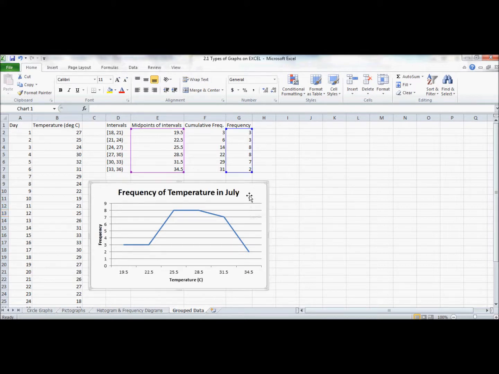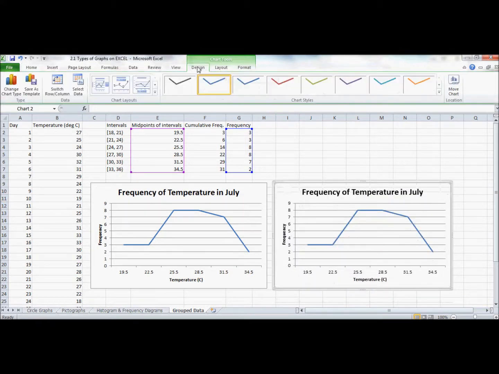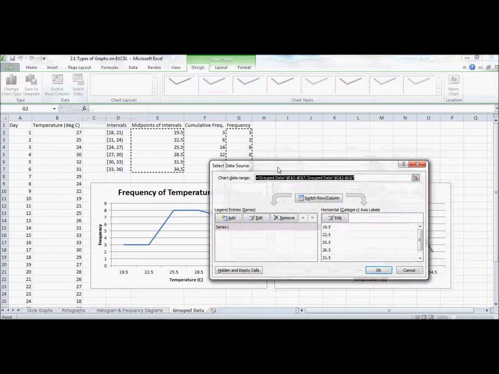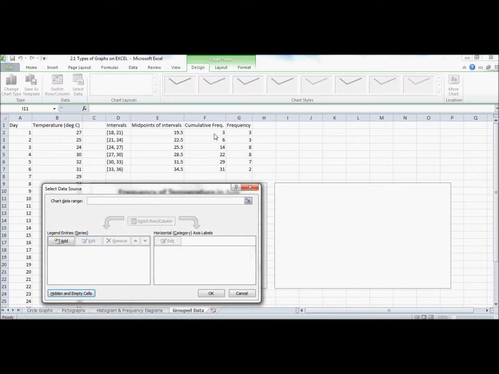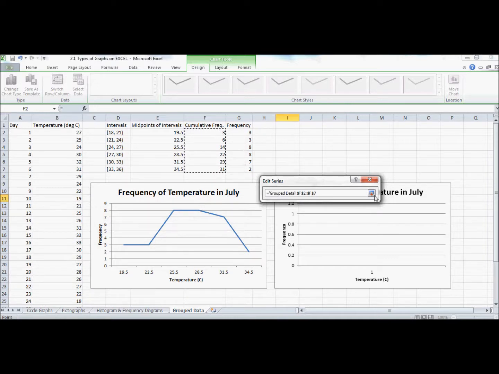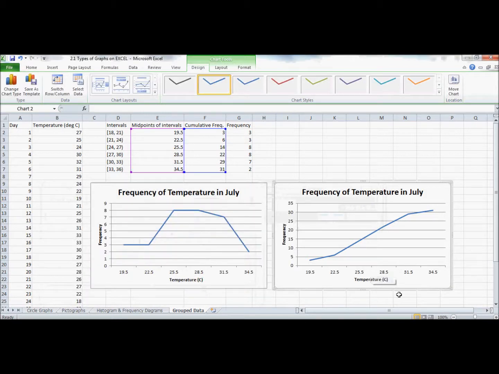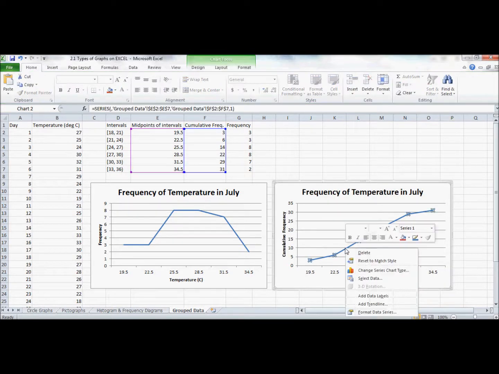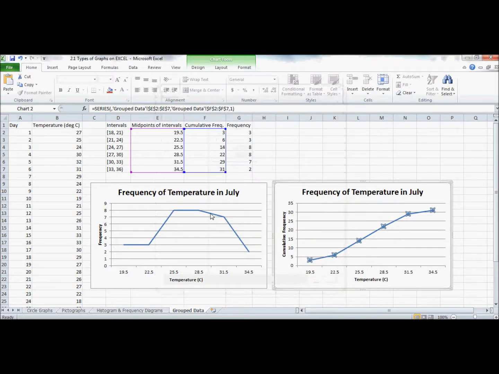Now, instead of doing a whole new line graph, I'm going to just copy and paste the line graph that we've already got here. But I'm going to go into design and hit select data so that we can make this into a cumulative frequency graph. So here, we want to remove the series that we had there, and we're going to select the cumulative frequencies this time. And then again, our midpoints. Right, and that will give us our cumulative frequency. Again, we can right click and have the graph show markers for the different points.